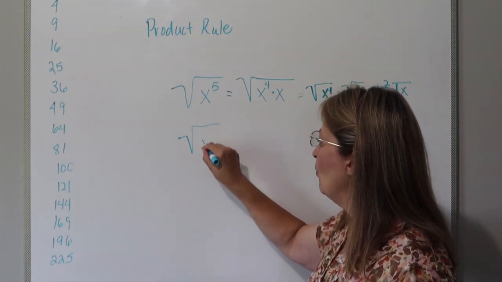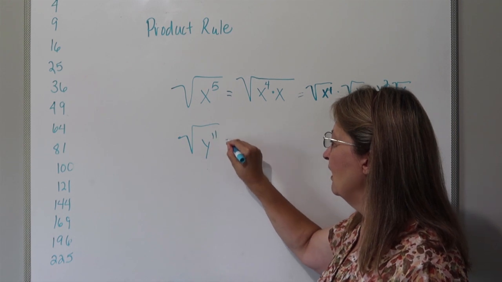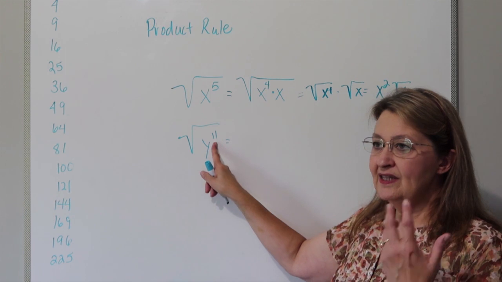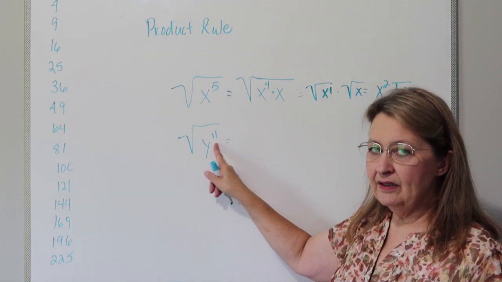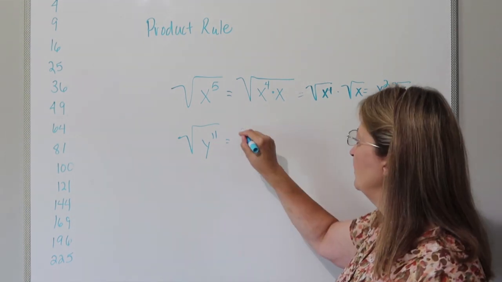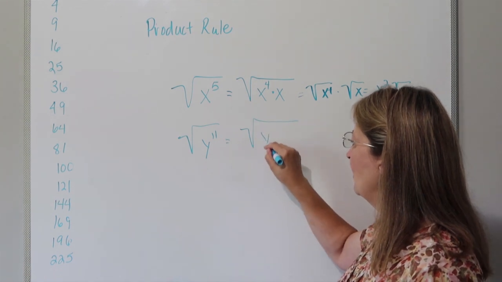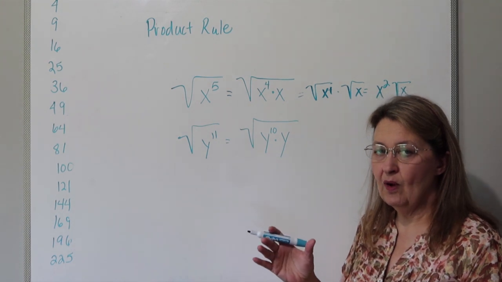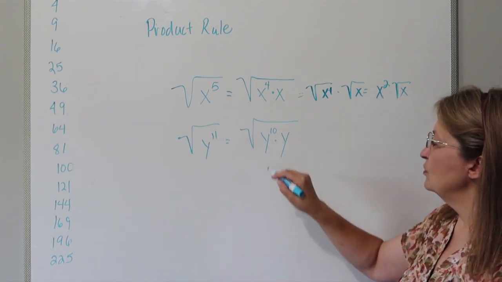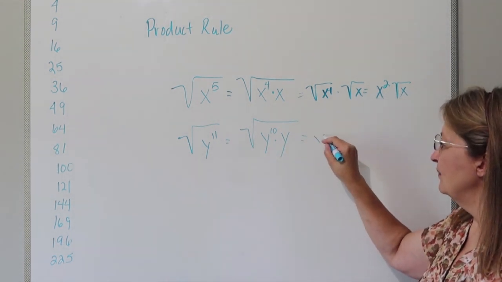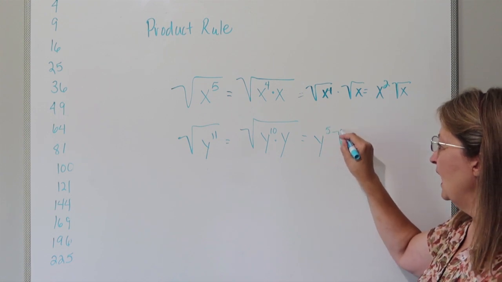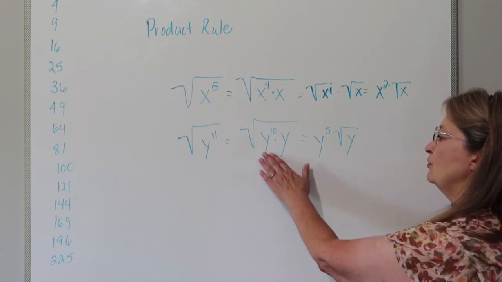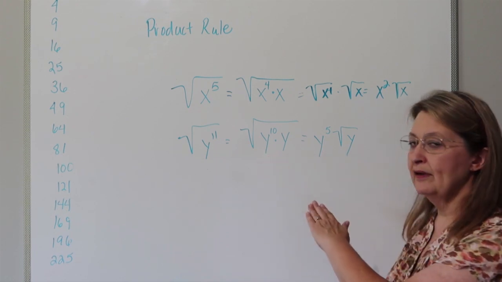What if I take y to the 11th? Okay. What is the number just less than 11 that's still even? That's going to be 10. So I'm going to rewrite this as y to the 10th times y to the 1st, or y. Now, what's the square root of y to the 10th? Y to the 5th. And that other little y is left under there. Okay? So you're just converting this to a product.